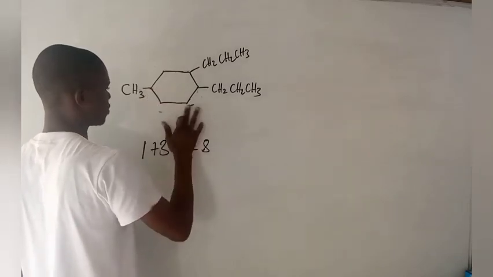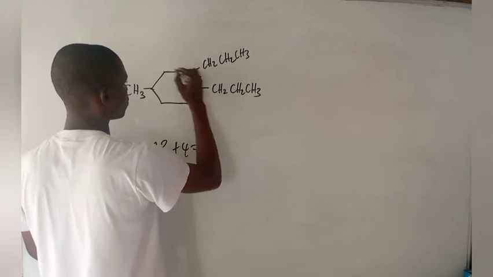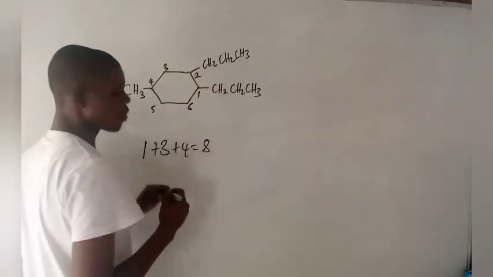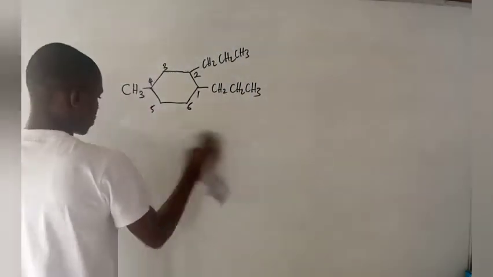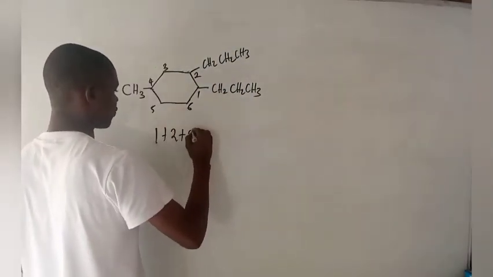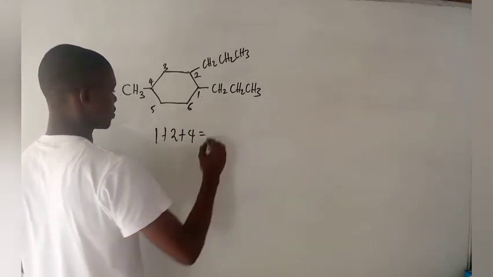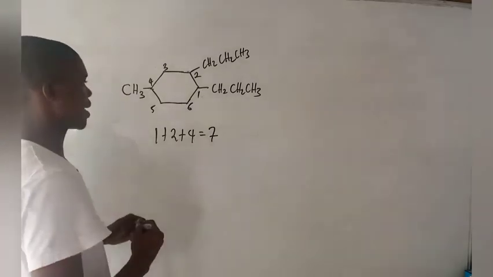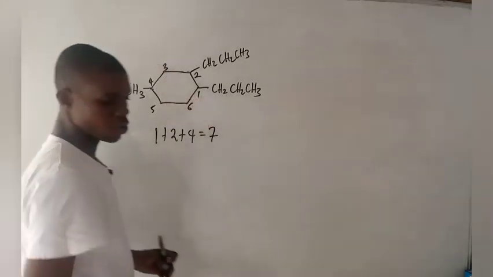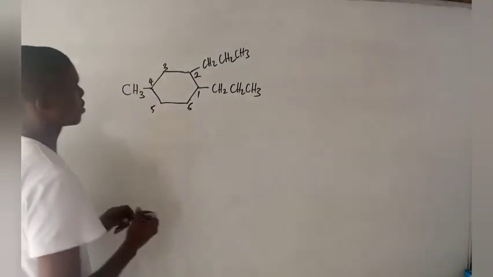So if I start from here, 1, 2, 3, 4, 5, and 6, what will happen here? Here we have 1 plus 2 plus 4, which is going to give me 7. So starting from here gives us the lowest possible number.